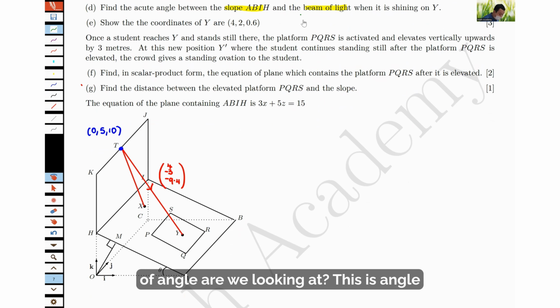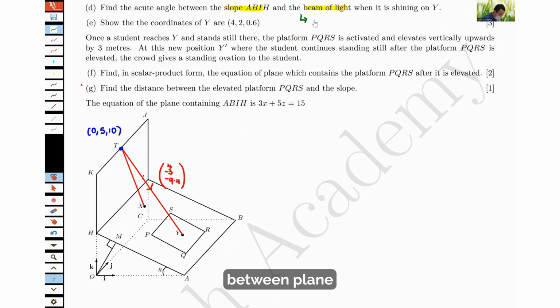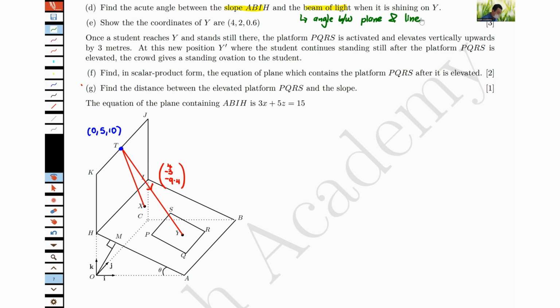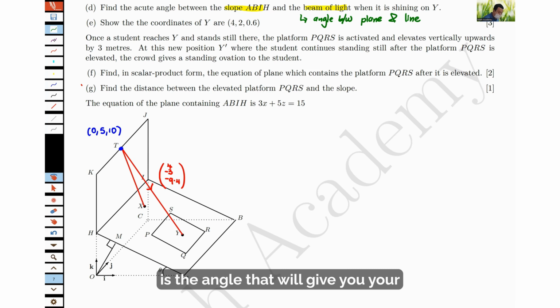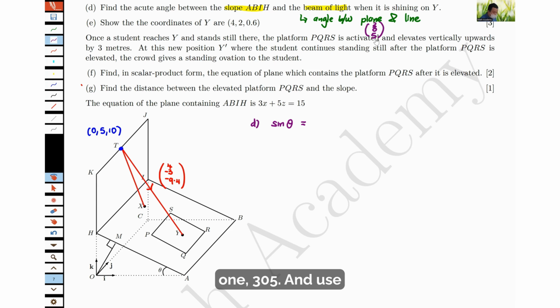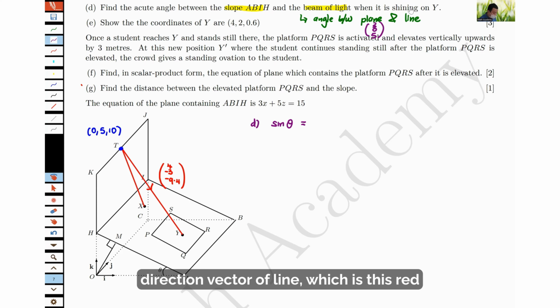So what kind of angle are we looking at? This is the angle between plane and line, because the beam of light is treated as a line. This is the angle that will give you your sine. So if I were to start part D, angle between plane and line is that special case. We will have sine theta. Use the normal of the plane, which is the same one, 3, 0, 5, and use the direction vector of the line, which is this red direction vector.